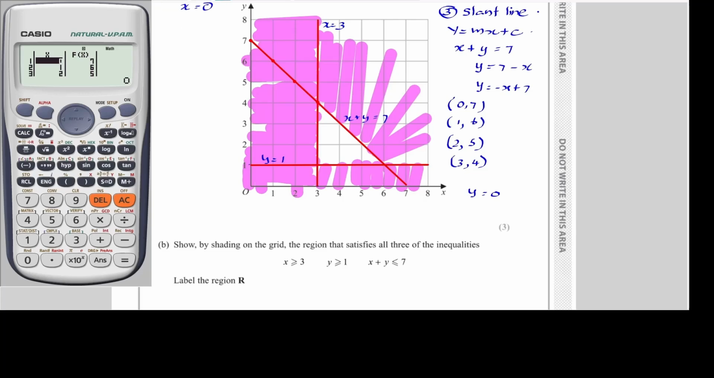Then label it as R. I'm going to label it as R. This is R. Finally, you need to erase everything you've shaded here. Okay. So everything here that you've shaded. And after that, once you erase them, you need to shade off the wanted one.